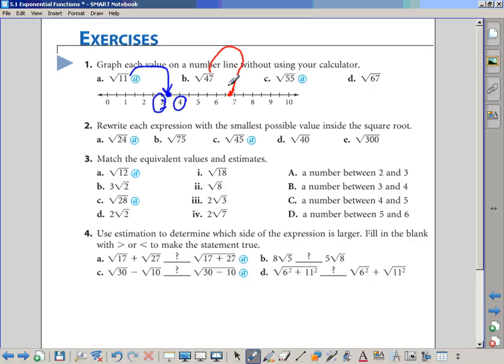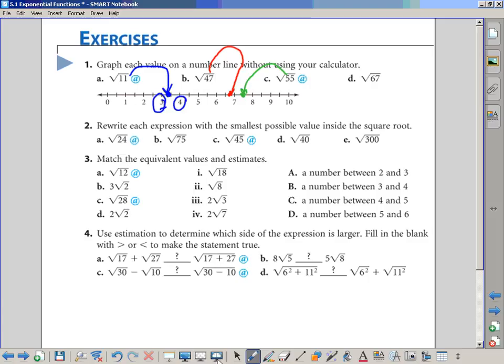Square root of 55. Now 55 is larger than 49 but smaller than 64. 49 and 64 are the two closest perfect squares to 55. Since 7 squared is 49 and 8 squared is 64, the square root of 55 will land somewhere in between. Let's see, somewhere around 7.5, I guess. So let's just put it right in there.